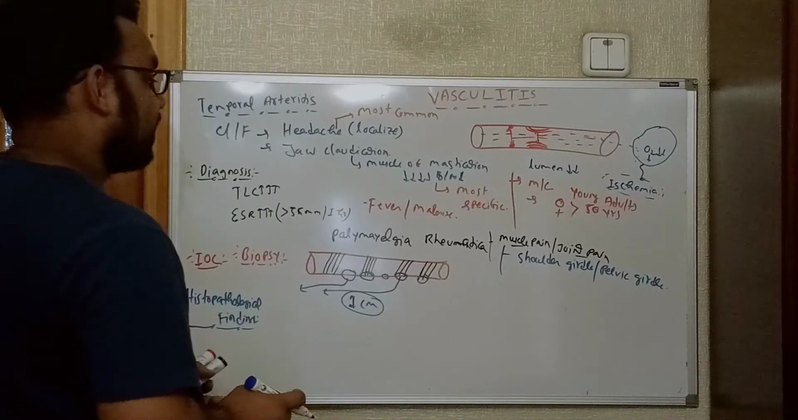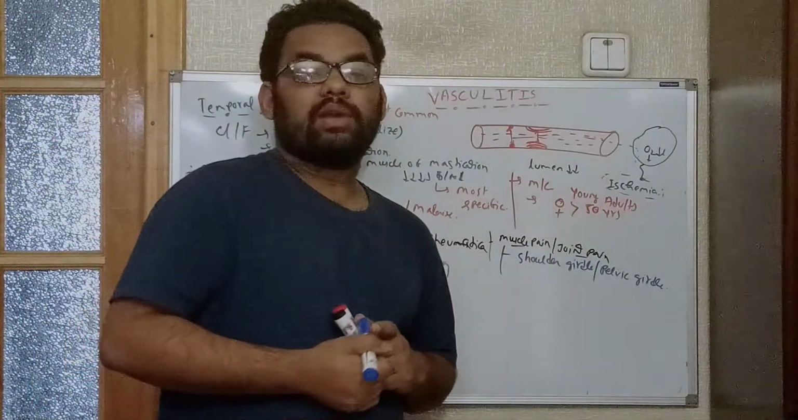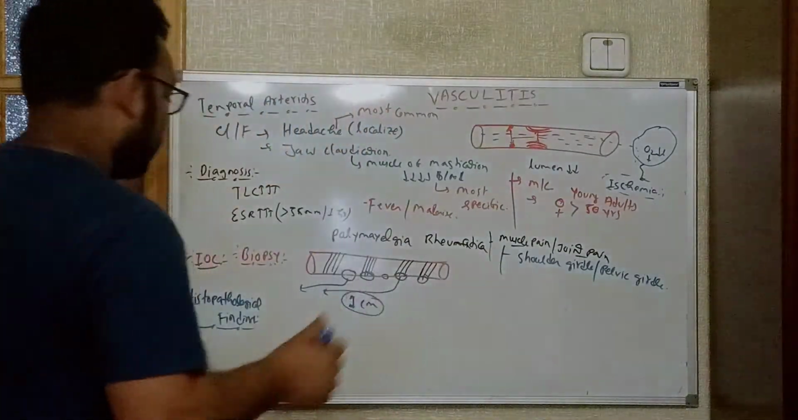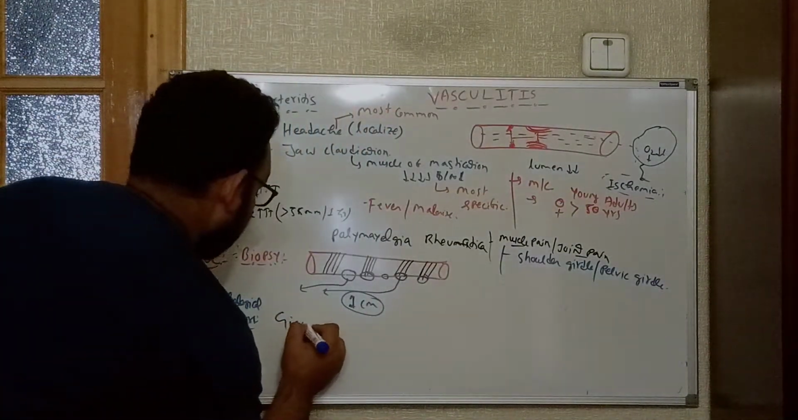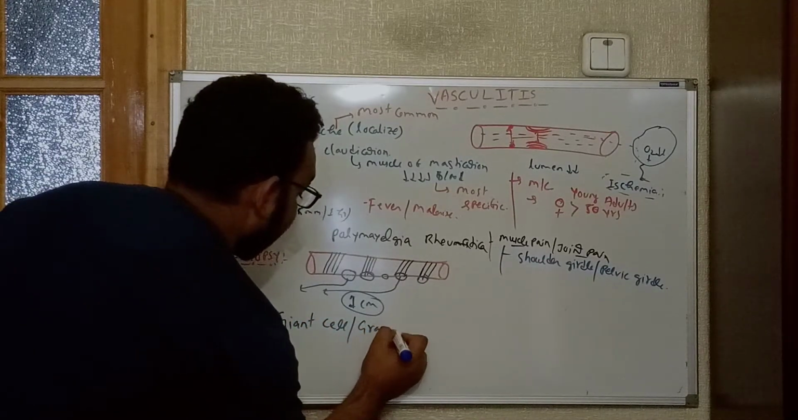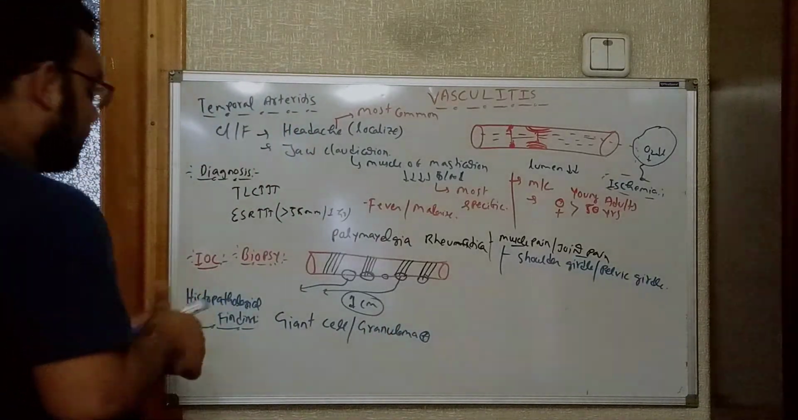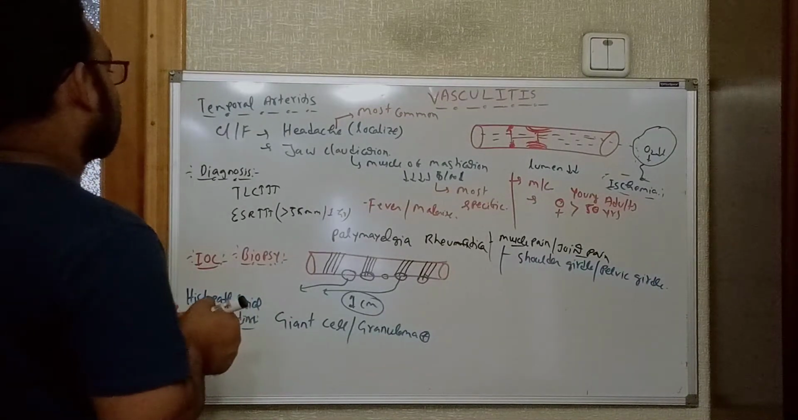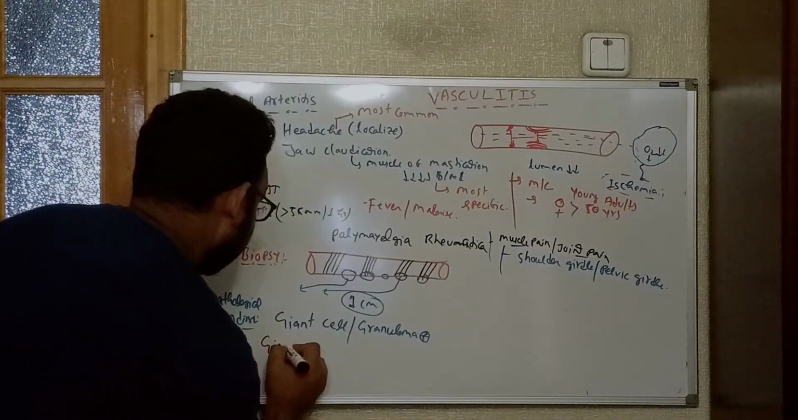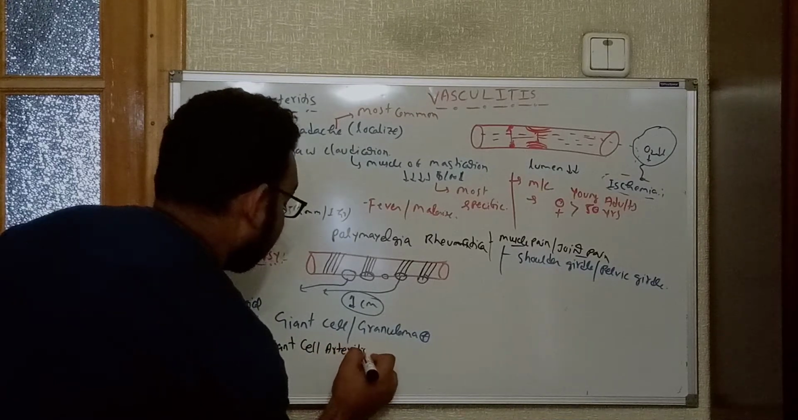Now whatever changes are found in these cases, we need to know. As we know, that is chronic inflammation, and within the chronic inflammation we will see granuloma formations and giant cells. So whatever we see over here, that is the giant cell, or we can say granuloma formation. That's why, as we see the giant cell over here, another name for the disease is known as the temporal... Okay, let me write it over here. Giant cell arteritis. So another name for it is giant cell arteritis.